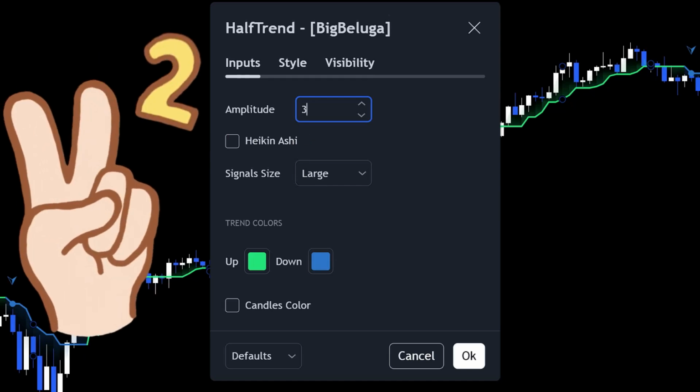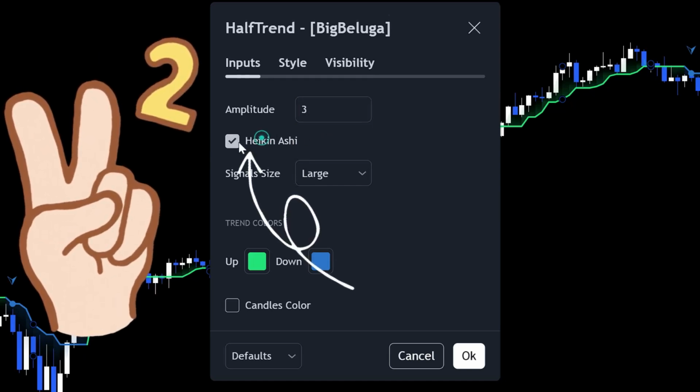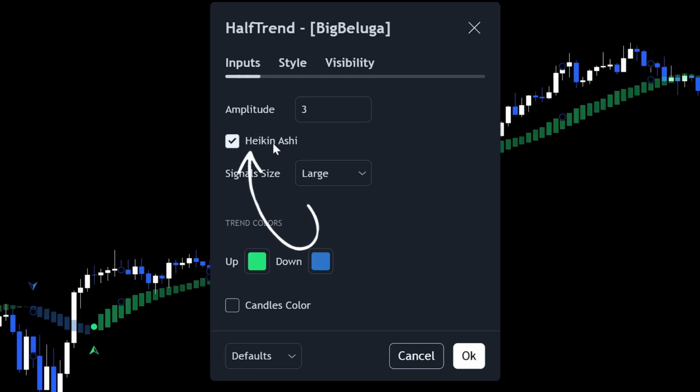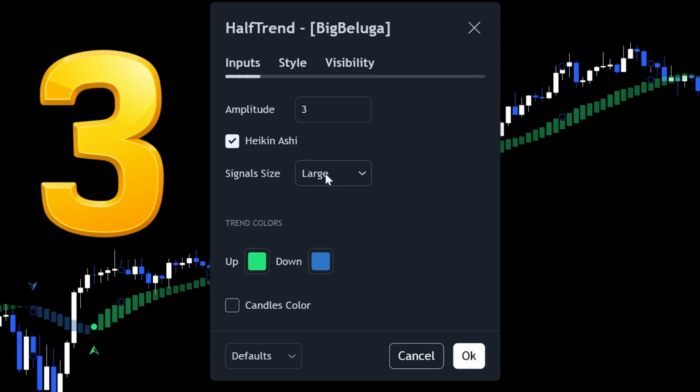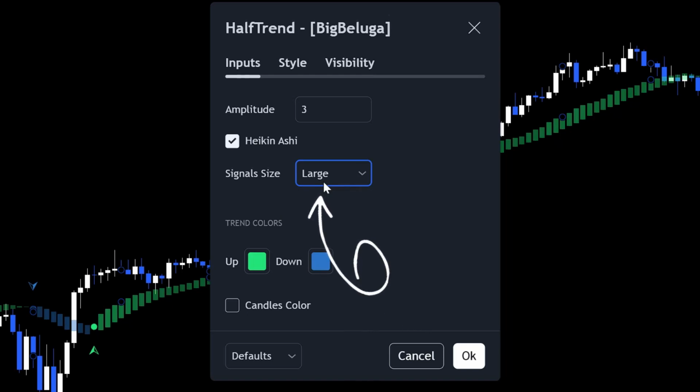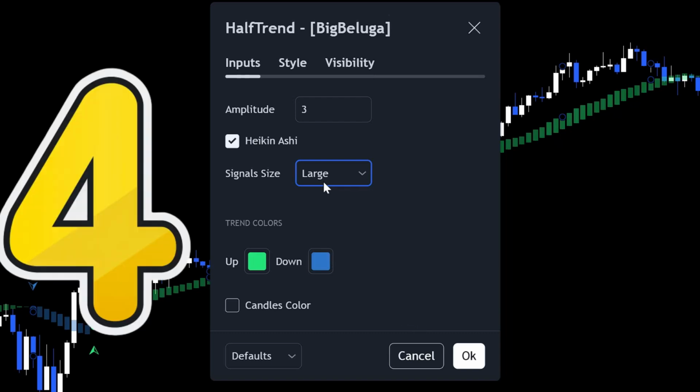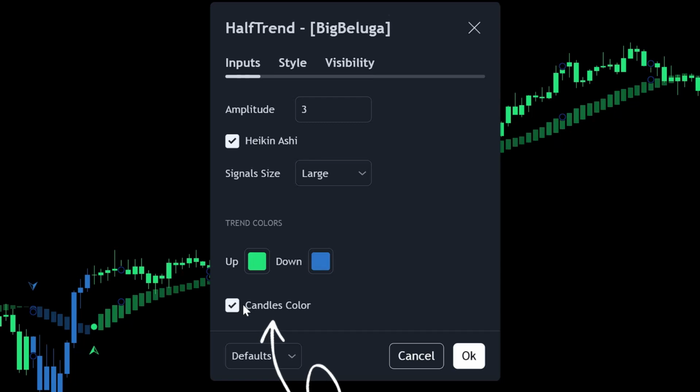Next, let's enable the Heikin-Ashi option to smooth out the price action and provide a clear visual representation of the market's movements. Moving on, we want to make sure the signal size is set to large, making it easier to spot those important buy and sell signals on the chart. You can also customize the trend color to suit your personal preferences, along with the candle color, giving your chart a unique look that's tailored to your trading style.